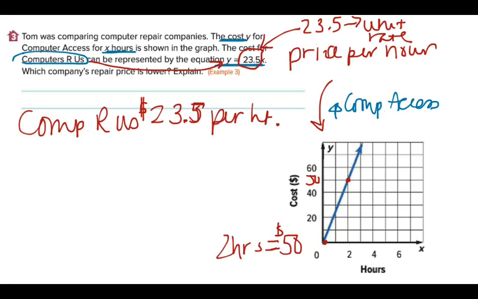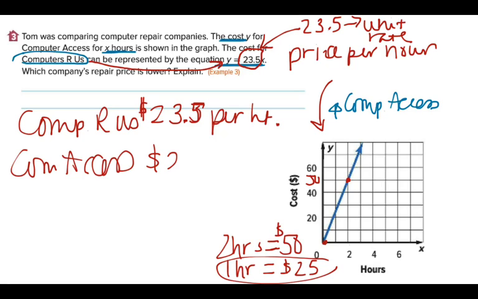So if 2 hours cost $50, 1 hour would be how much? $25. We know that because we know there's a pattern. Because it created a straight line, we know there's a pattern that we can trust and follow. So we know that if 2 hours cost $50, 1 hour must be $25. So for computer access, it's $25 per hour.